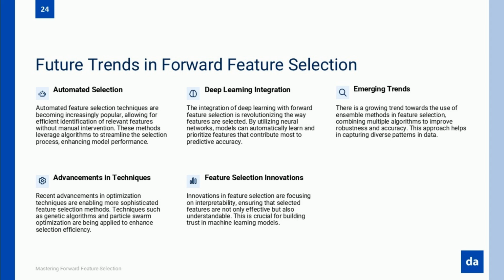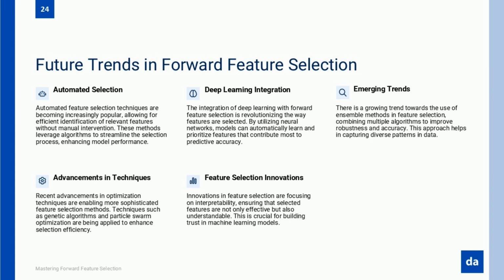And let's talk about optimization techniques. Forward feature selection is great, but it can be slow on huge datasets. The future is all about smarter, faster algorithms, things like evolutionary strategies, genetic algorithms, and Bayesian optimization. These methods allow feature selection to scale efficiently, even when working with high-dimensional data.